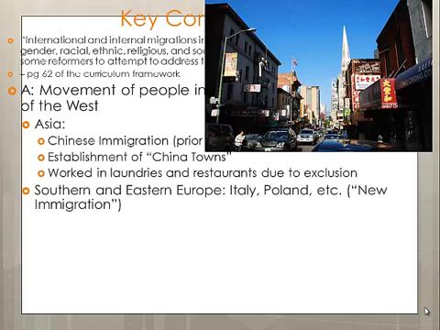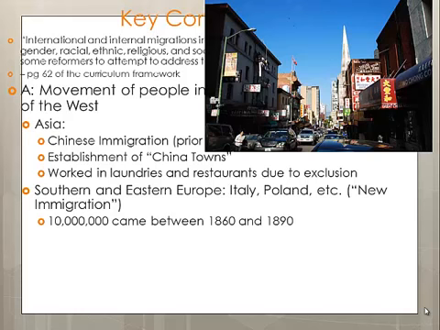Now we're going to talk about Southern and Eastern Europe, and this is something we've talked a lot about. This is known as new immigration, and these were people that would come from Italy, Poland, etc. This is so important to know. I do have a video. If you have not checked it out already, please, what are you waiting for? Look at it in the description below.